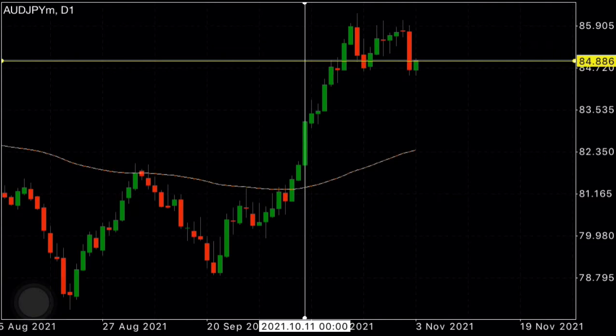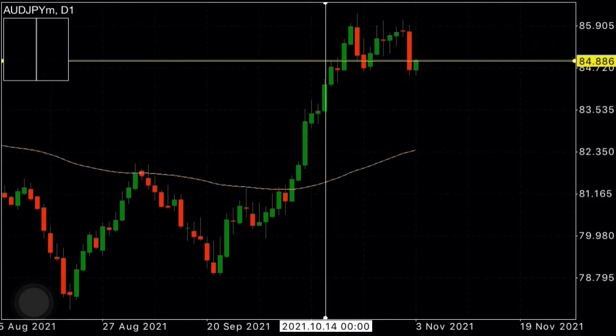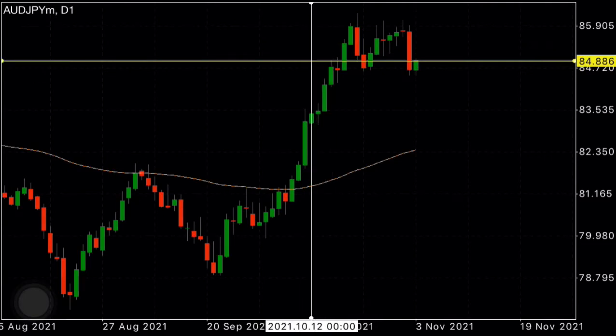Today we'll be looking at the AUDJPY, that's the Australian dollar against the Japanese yen. This is the daily chart. Before we head on to today's chart, guys, let's do a recap on what we did earlier on this chart.